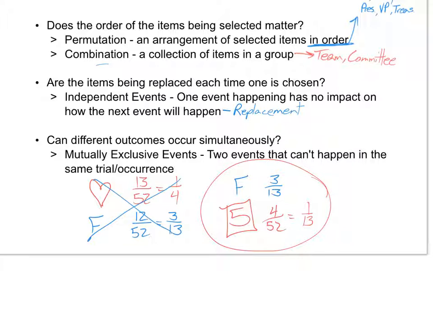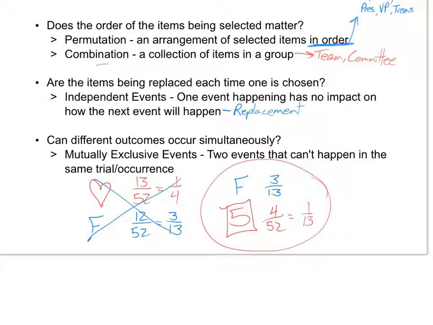If two things are mutually exclusive, it's impossible for both of them to happen at the same time. Okay? Let's think about flipping a coin. If you flip a coin, it's impossible to get a heads and a tails on the same flip, right? You can't get both. Those are mutually exclusive events.